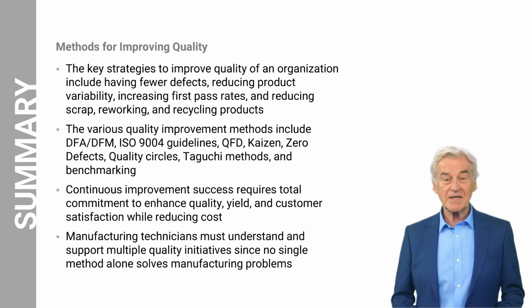In summary, organizations must employ multiple key strategies to improve and maintain quality, including defect reduction, minimizing product variability, improving first-pass rates, and decreasing scrap, rework, and recycling needs. These objectives are achieved through various quality improvement methods such as DFA, DFM, ISO 9004 guidelines, QFD, Kaizen, zero defects, quality circles, Taguchi methods, and benchmarking.